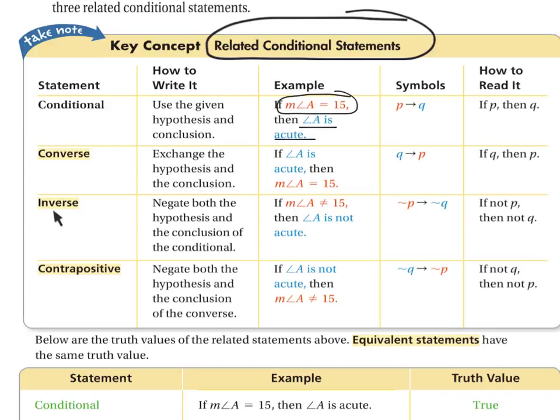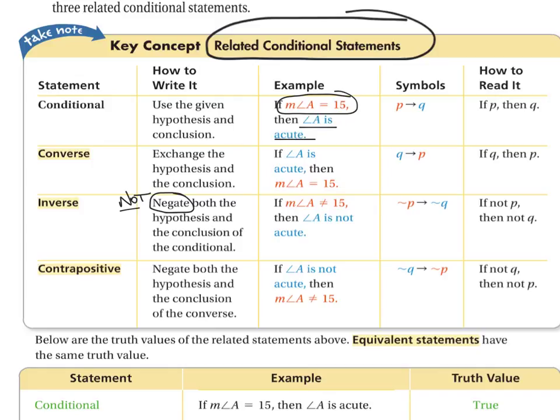Now the inverse. The inverse means to negate. Now remember, this means negative, or essentially a lot of times you're putting in the word not. So to negate something, you're going to negate both the hypothesis and the conclusion of the conditional. So the inverse is going to look a lot like the conditional, except the word not is going to be included. If you look here at the inverse, if the measure of angle A does not equal 15, that's where we're adding the word not, then angle A is not acute. So the inverse is the negation of the conditional. The little squiggly line right here means if not P, then not Q.